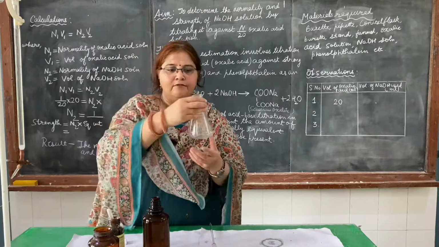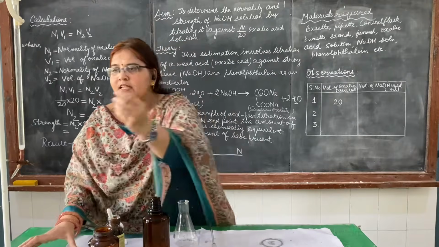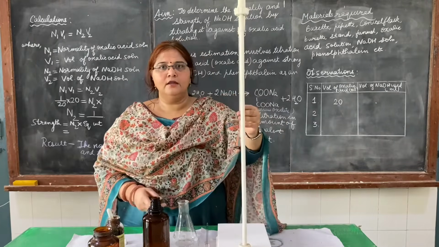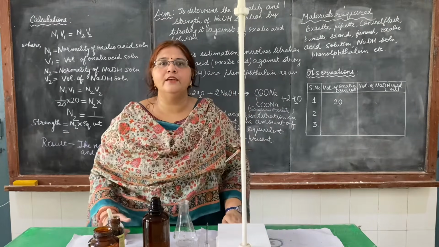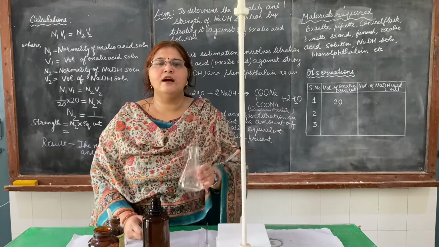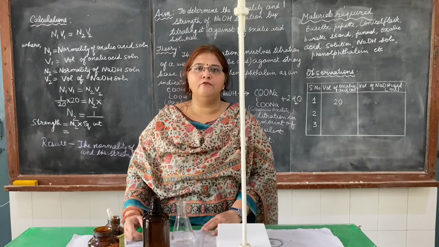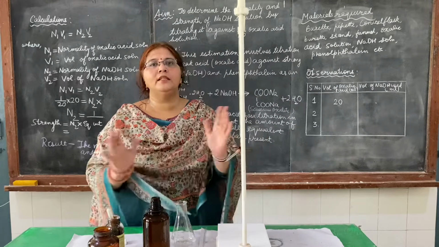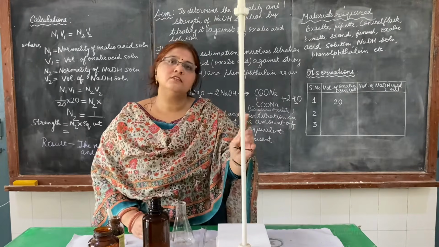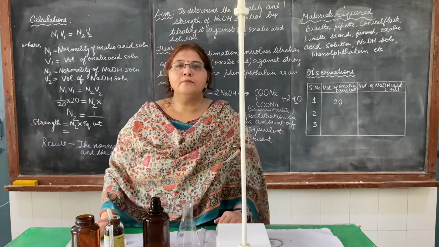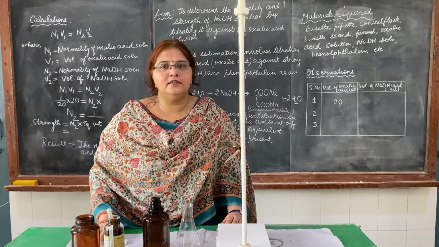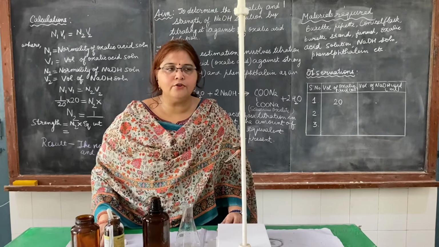This is your conical flask. This is the stand having the burette. In this burette, we have to fill the NaOH solution, while in the conical flask, we will pipette out 20 ml of oxalic acid. But before doing our experiment, you have to wash all the apparatus with water very neatly. We have to make sure that we wash out all the apparatus neatly. Now, I'll start doing the experiment in front of you.